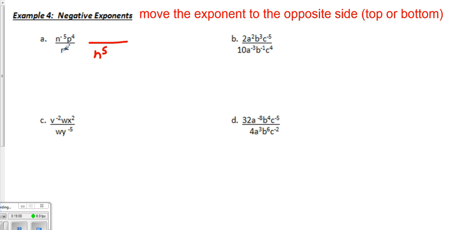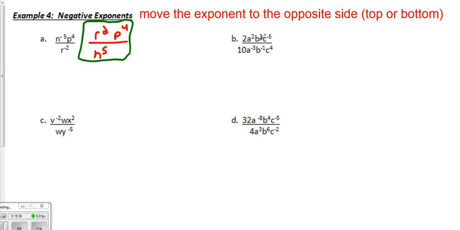Same thing, we had r to the negative 2 power. Let's move that one up. So it's r to the positive 2 power. P to the positive 4 will stay here. P to the 4th. So now we've kind of rewritten our problem so that we have all of our positive exponents, no negative exponents allowed. And at this point, we only have r's, p's, and n's. Nothing can cancel out. So this is as simple as this one is going to get. Basically, all we did was get rid of those negative exponents by moving them from the top to the bottom.